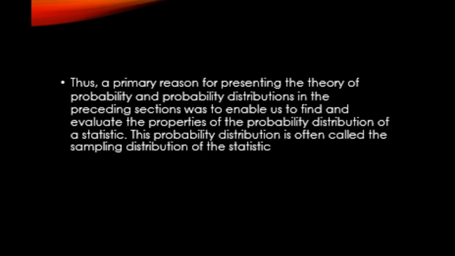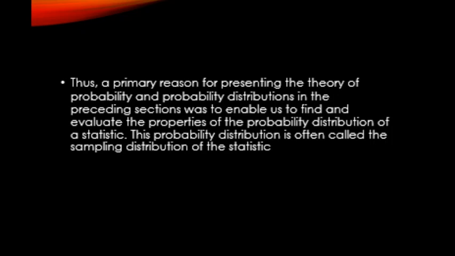So the primary reason that we started talking about probability and then other probability distributions in previous chapters was for us to be able to find the properties of the probability distribution of these statistics. So basically, these probability distributions for the statistics, it is called the sampling distribution. So for example, we calculate a mean for the sample, x bar. What is this distribution of this mean x bar?